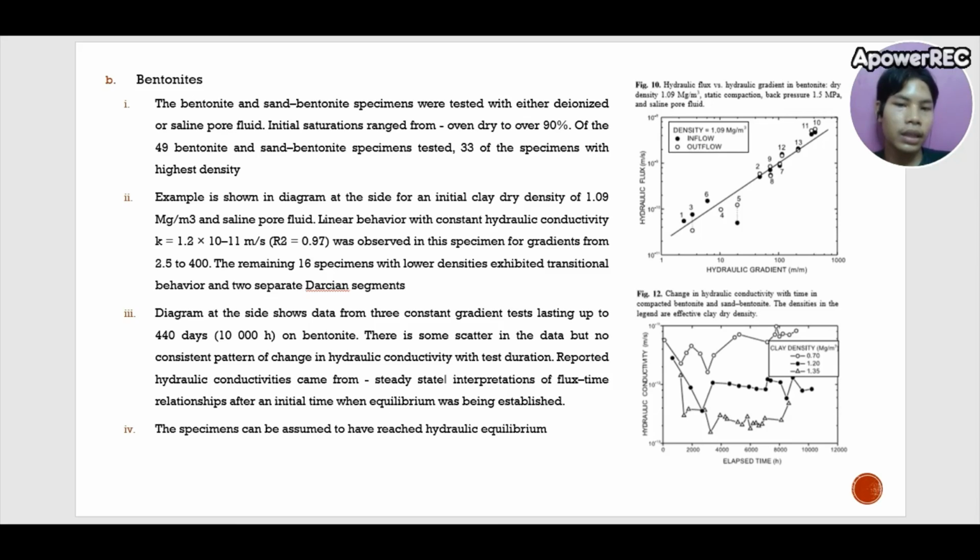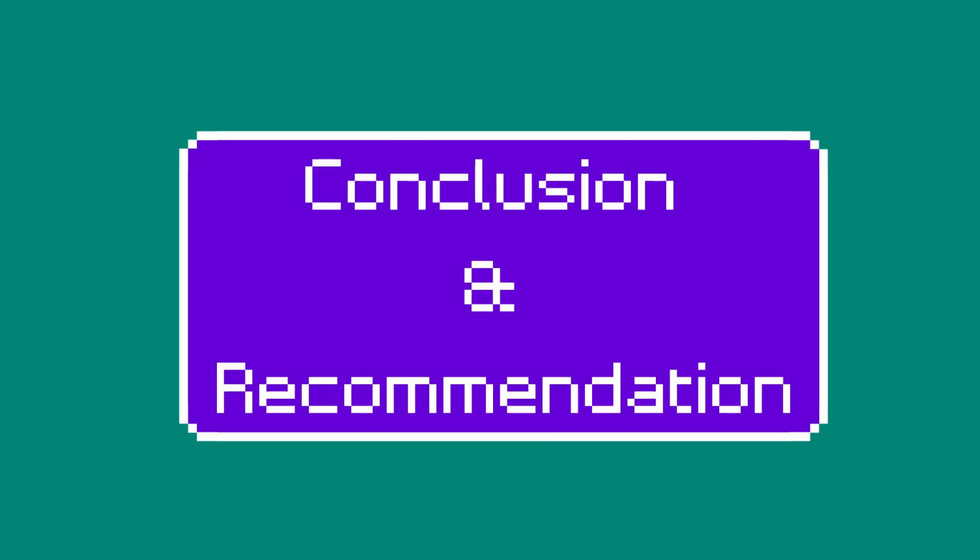The diagram at the side shows data from 3 constant gradient tests lasting up to 440 days on bentonite. There is some scatter in the data but no consistent pattern of change in hydraulic conductivity with test duration. And then the specimen can be assumed to have reached hydraulic equilibrium.